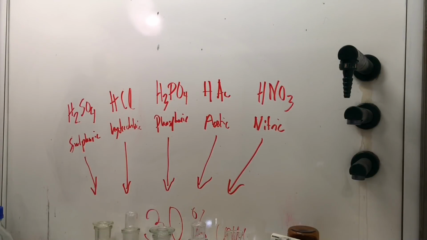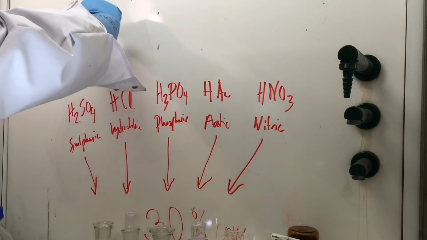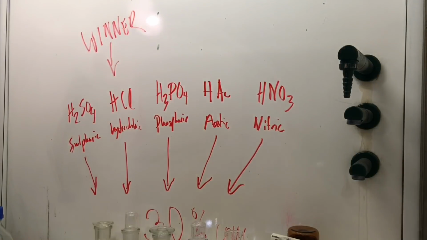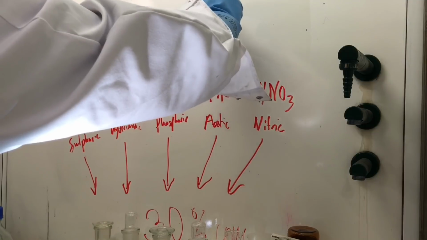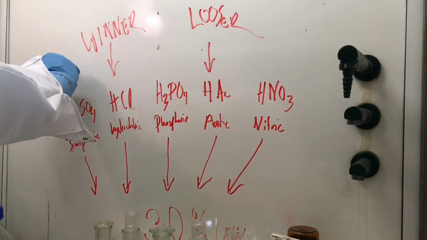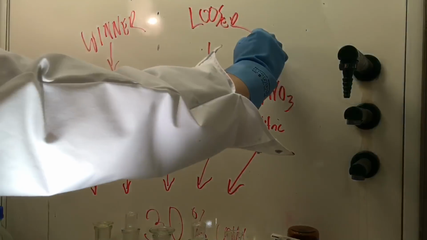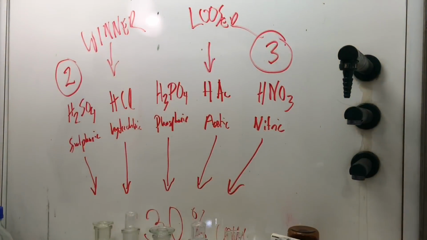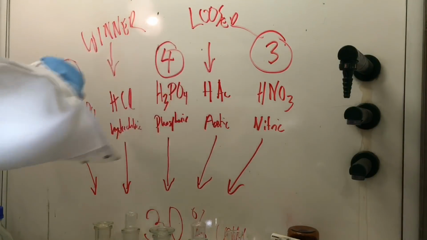So at this point we can say clearly the winner is hydrochloric acid. The loser is the acetic acid. Second place, sulfuric acid. Third place, nitric acid. And fourth place is the phosphoric acid.